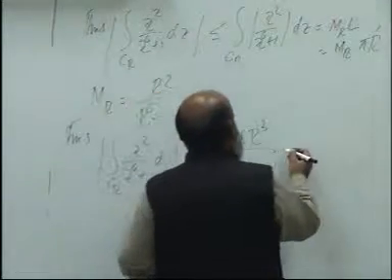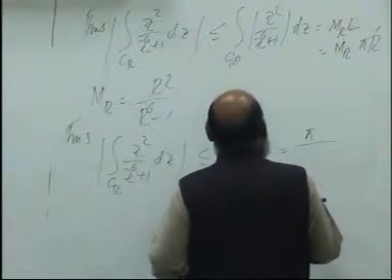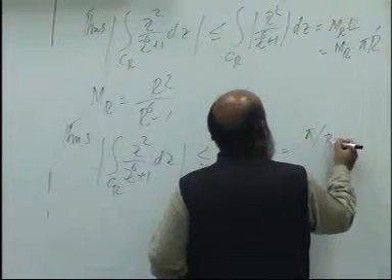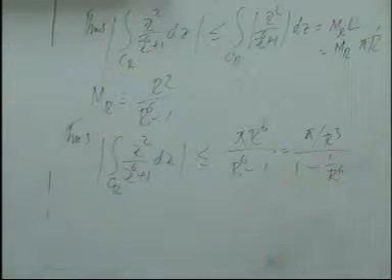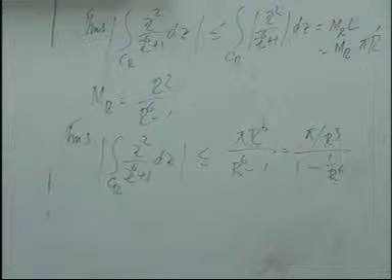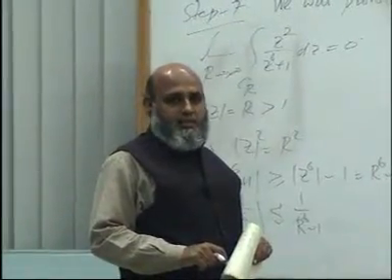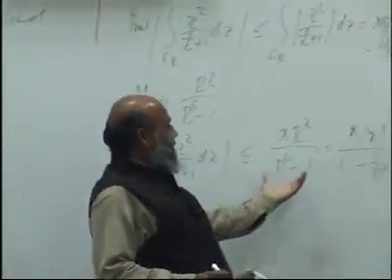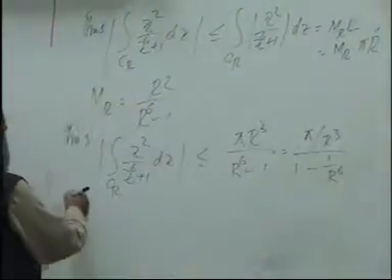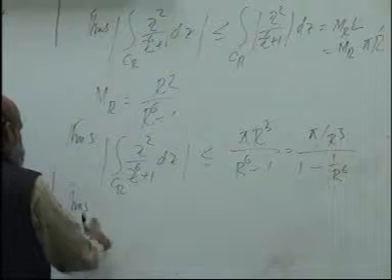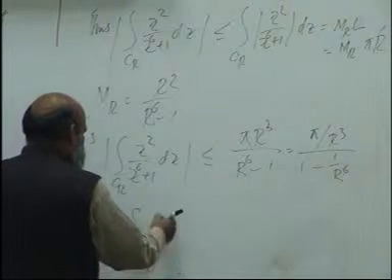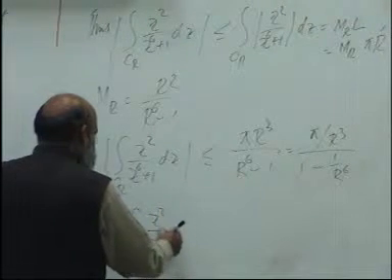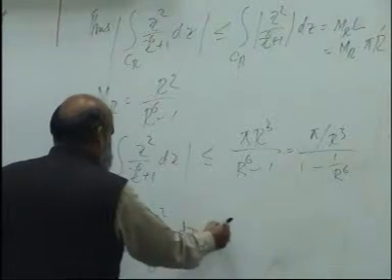Or we can write it as pi over R^3 times 1 minus 1 over R^6. So when we take the limit R tends to infinity, what is this? 0. This becomes 0. The mod value becomes 0. When R tends to infinity, this integral will give us 0.